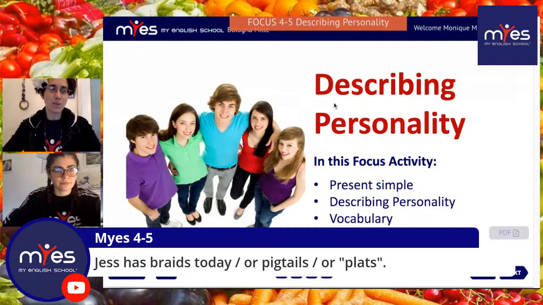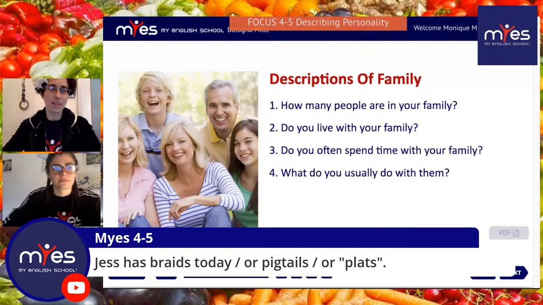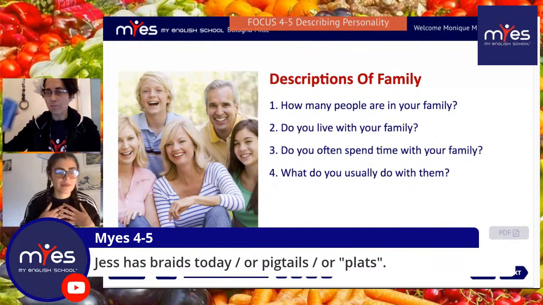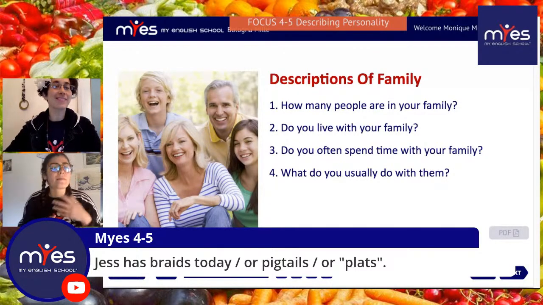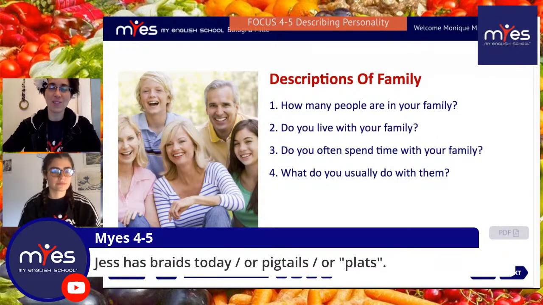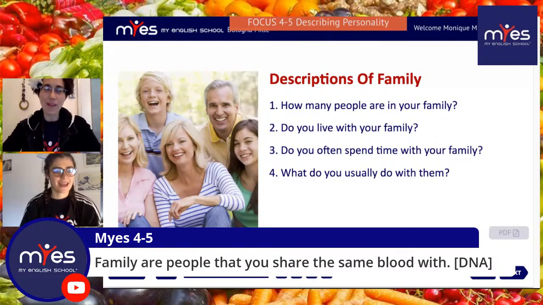So moving into our focus here, we want descriptions of family. What is family, though? For me, family are who you choose. You choose your family. But traditionally, family are the people that you share the same blood with. So we'll put DNA, which is deoxyribonucleic acid. So family are the people that you share the same blood with, right?